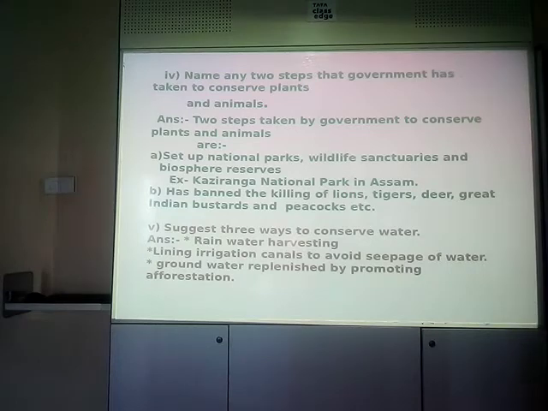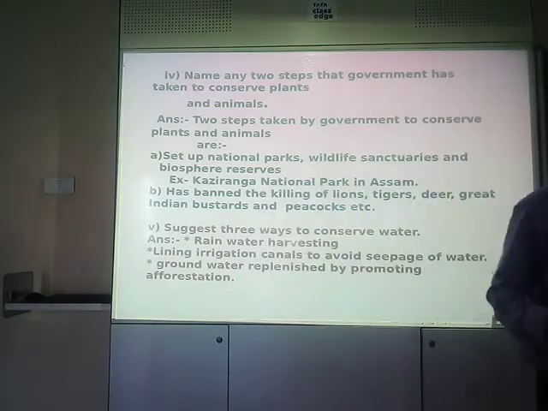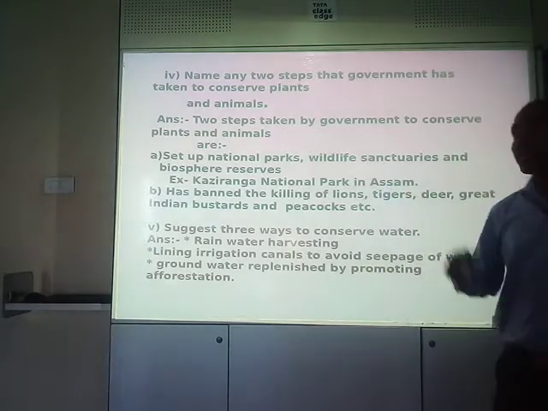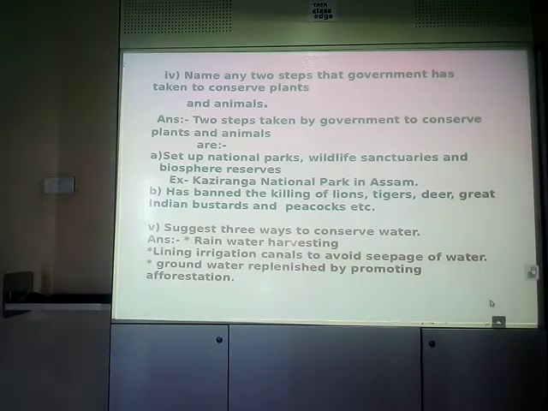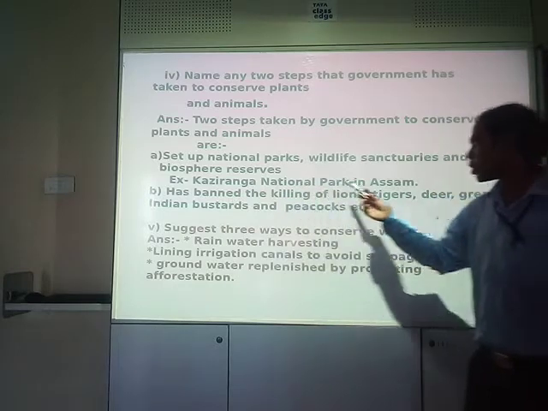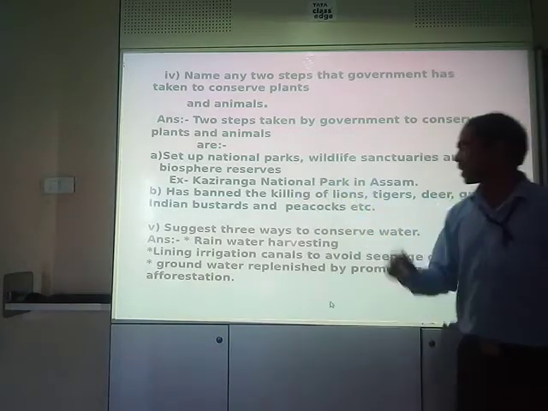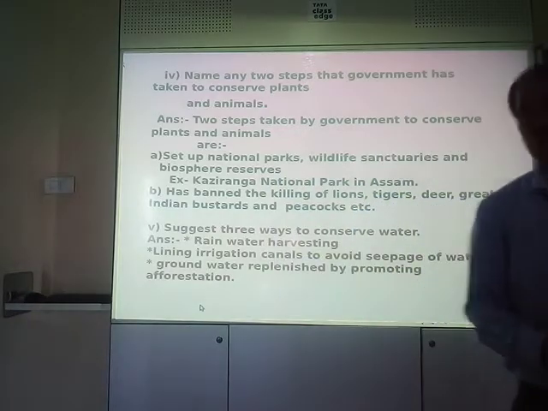In other words, you can say that government set up national parks, wildlife sanctuaries and biosphere reserves. These are being set up by the government so that the plants and animals will be protected, will be conserved, right? As for example, I have written Kaziranga National Park in Assam. That is an important national park. So an example of a national park I have written. You can write an example of biosphere reserves also, like Nilgiri biosphere reserve.